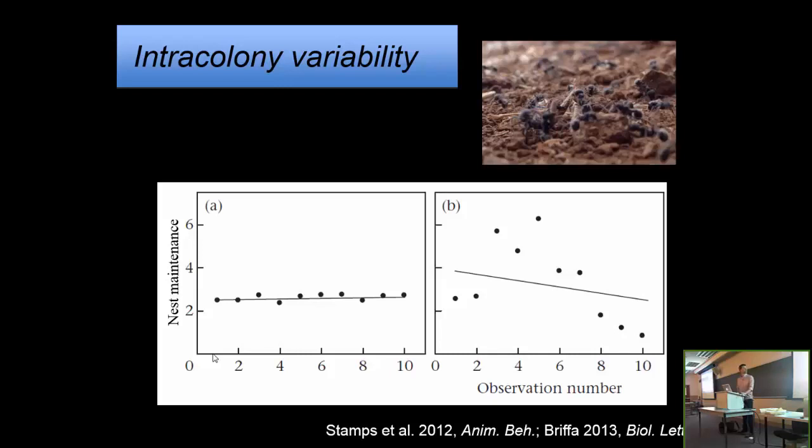So looking at, rather than something like anti-predator behavior here, in harvester ants, looking at nest maintenance. So a behavior at the colony level that has been shown to have personality, consistent individual differences, has been shown previously to correlate with a number of other behaviors, including foraging. Try to assess whether there are individual differences in the variability of that behavior.